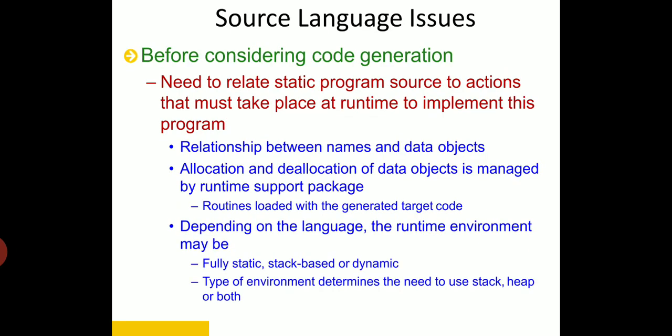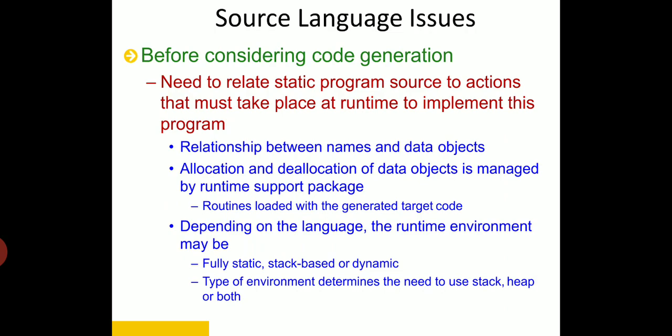First topic is source language issue. In source language issue, we will be relating the static program, that is the source program, to actions that must take place at runtime for executing the program. In the source program, the variables will have names, but when they are allocated memory, we can call them data objects.